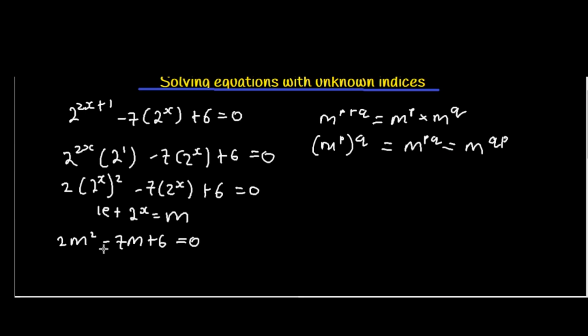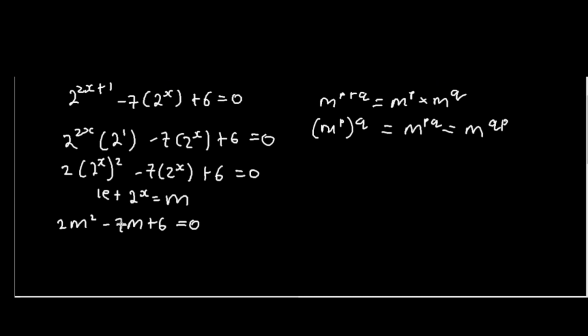We can even just press this in a calculator, and it gives us the values of m. But let's try to use factors. So we shall have negative 4 and negative 3. So this is the same as having 2m squared minus 4m minus 3m plus 6 equal to 0, like that.